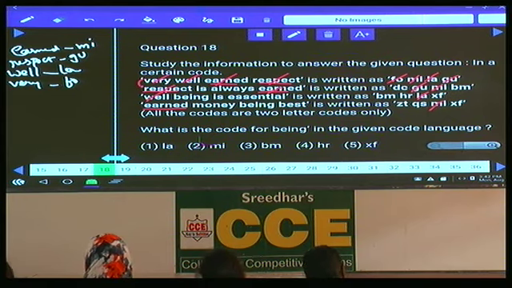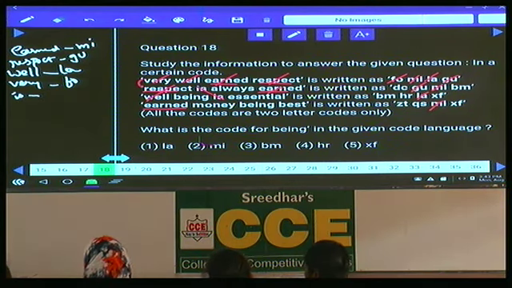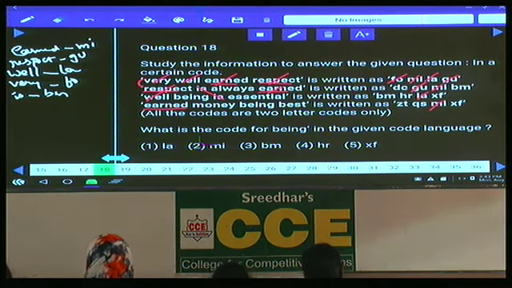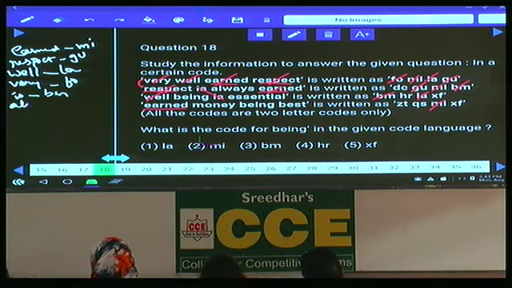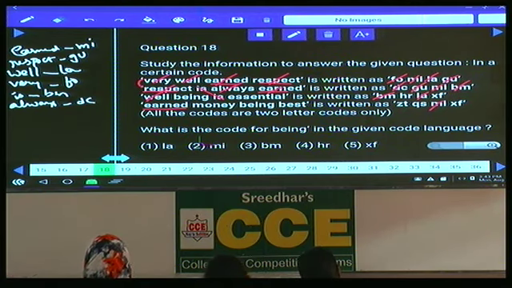Next one, is and always are the 2 words left over here. Now is is common between these two, and the code which is common is BM. The code given to the word is is BM. Then in the second statement, if you observe here, the word always is left over, and the code DC is left here. The code to the word always is DC.